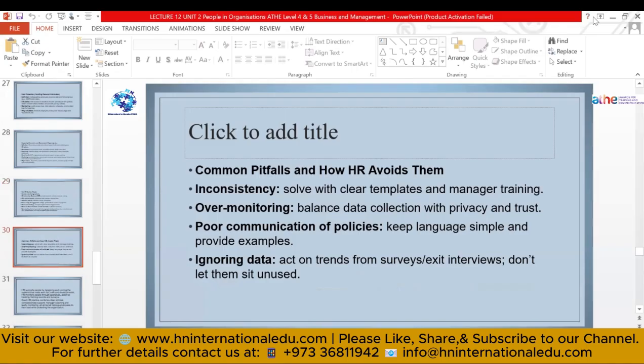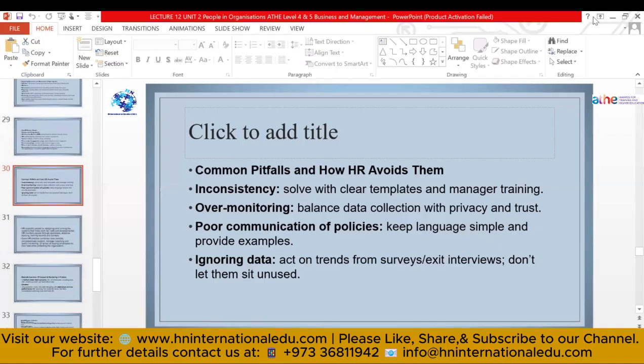Then issues and pitfalls. Inconsistency: solve with clear templates and manager training. Go with the proper track. Over-monitoring: balance the data collection with privacy and trust. For communication of policies, keep it plain and simple and provide examples wherever required. Ignoring data: act on the trends from the surveys and exit interviews. Don't let them sit unused. If there is some issue that needs to be addressed, go to it as soon as possible.